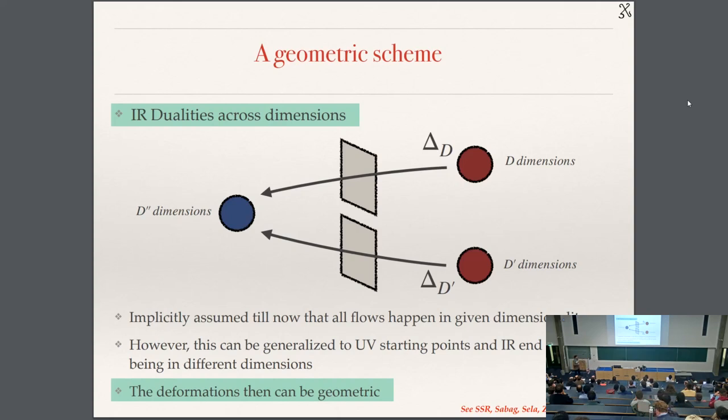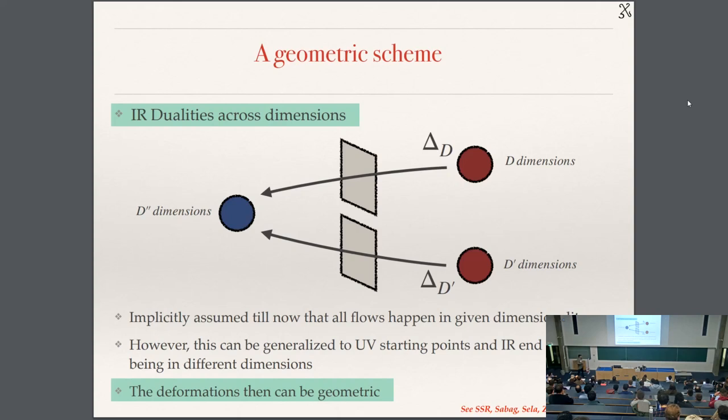But it turns out that it is much better to consider relations between theories which do not necessarily live in the same number of dimensions. We can start with 2 theories living in different dimensions, and end up with a theory which lives in yet another number of dimensions. When we connect theories in different dimensions, we do something with geometry, okay? So we can understand this flow across dimensions with some kind of geometric structure.